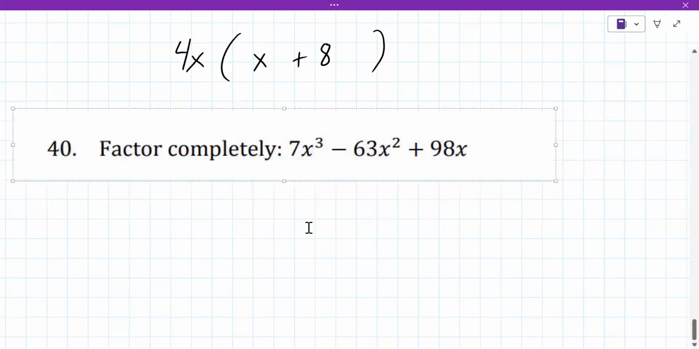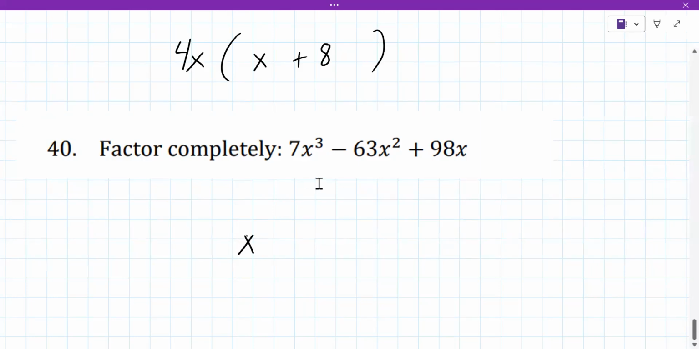You're going to figure out what goes into all three of these numbers. Like, does 7 go into all three of them? Hopefully. And then what goes into all three of them variable wise? It would be variable x, right? X definitely goes into all of them, but does that 7 go into all of them? Yeah. It does. So now you've got to divide each of these by 7x.